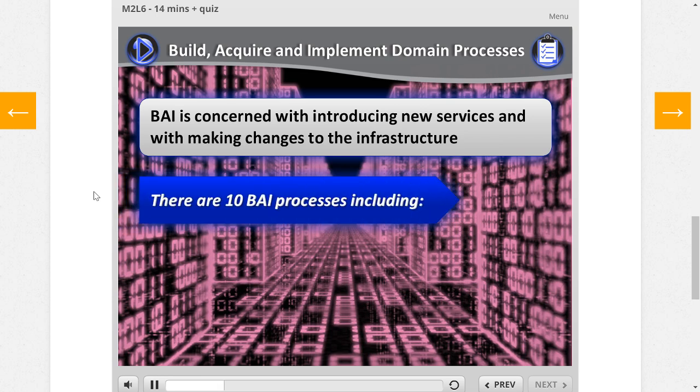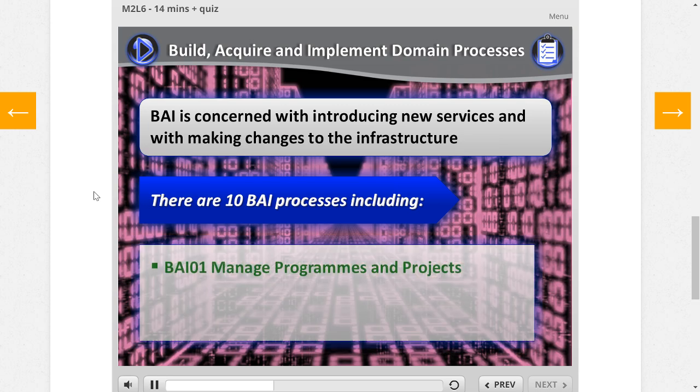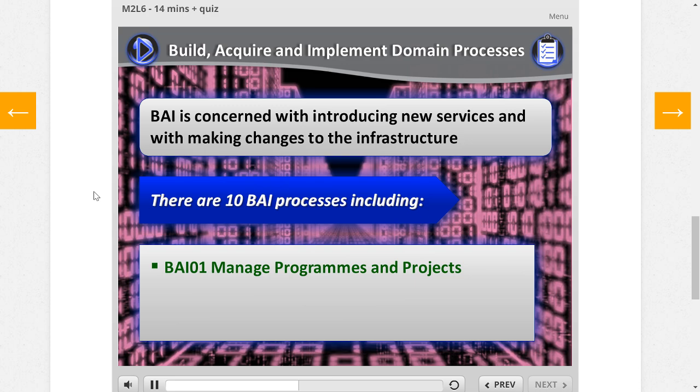This domain is concerned with introducing new services, with making changes to the infrastructure, and so on. The first 3 processes are BAI 01. Manage programs and projects. BAI 02. Manage requirements definition. That is, the business requirements for a new service.